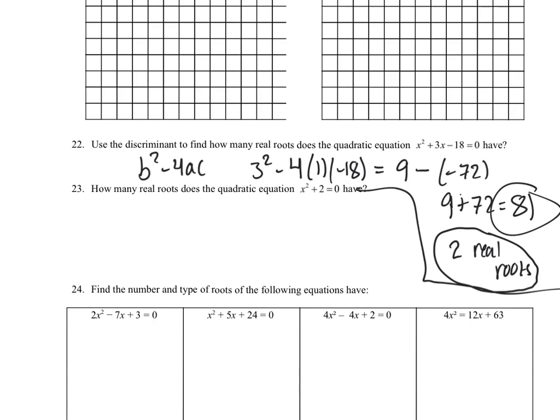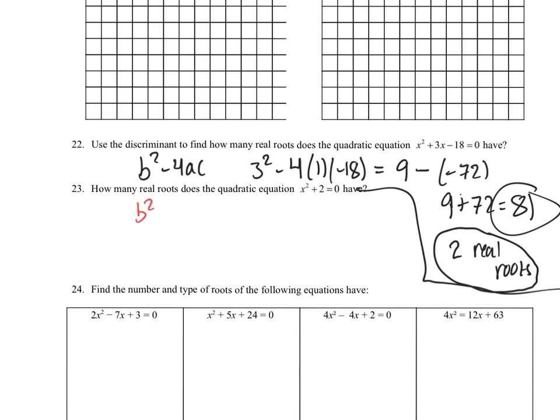The second one down here, how many real roots does this one have? Same thing, guys. So again, b squared. Oh my god, what happened? What's going on here? Oh, I went to marker. What an idiot. Okay, pen.